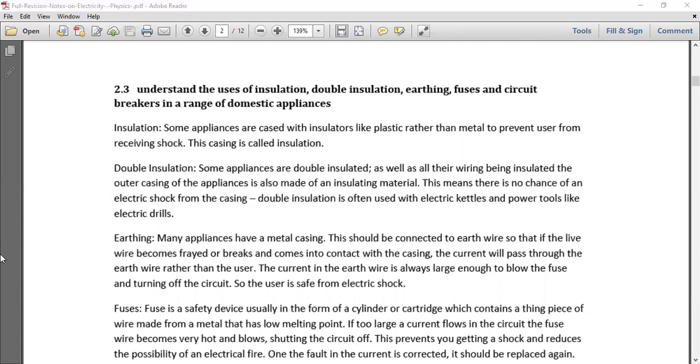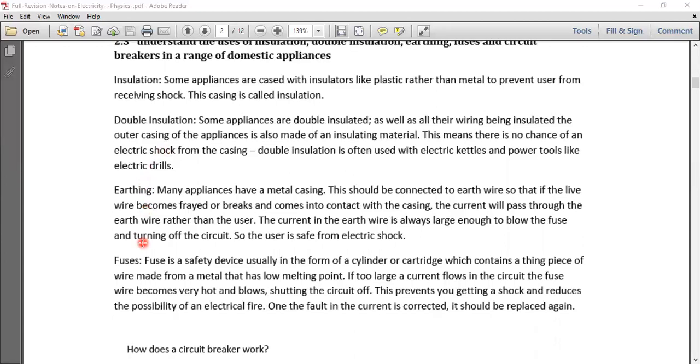by the device body is also protected by the plastic. That is, plastic is used both on the wires and on the body of the device. So there is a double-way insulation, double-way protection that prevents the user from receiving any unavoidable shock. So this is known as double insulation.